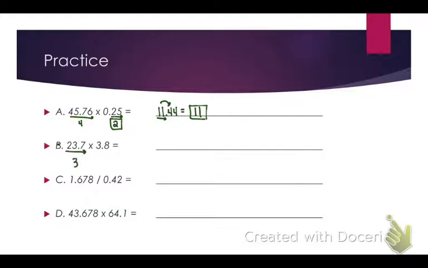In example B, we have 23.7. This has 3 sig figs in the whole value. 3.8 has 2. You go with your least amount, which is 2. So when you type this into your calculator, you get an answer of 90.06. So again, you start at your largest place value, which is the 1, or in the 10 spot, and then we have our 1 spot. So we can keep this. Everything after the decimal is going to have to go.